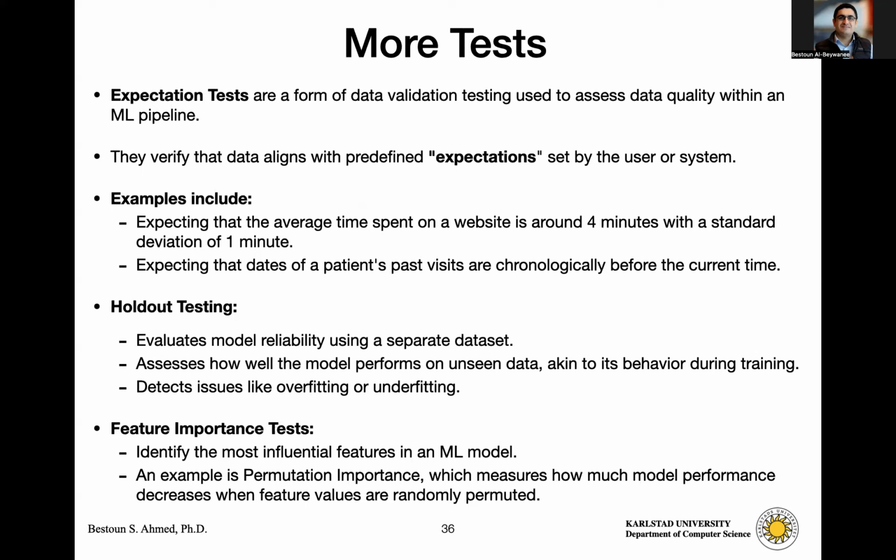Holdout testing is also something, for example, evaluating the model reliability with a new data set, with a separated data set, how well the model performs on an unseen data set. So detect issues like overfitting or underfitting. This is also something that we can do with holdout testing. Feature importance testing also, which feature is most influential on the machine learning model. How to do this is also very important to do.